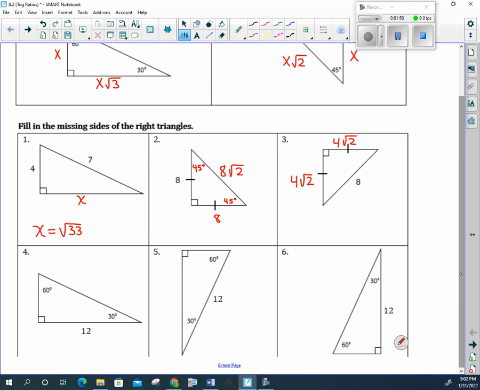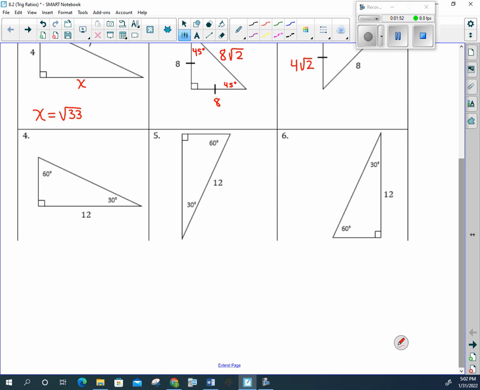Down here, on this one, 30, 60, 90, I want to get to the shortest side first, so I'm going to divide by the square root of 3. So this is going to be 4 root 3. And then I'm going to multiply that by 2 or double it to get the hypotenuse. And then here I know my hypotenuse, so my short side is going to be 6, and then this other side is going to be 6 root 3.